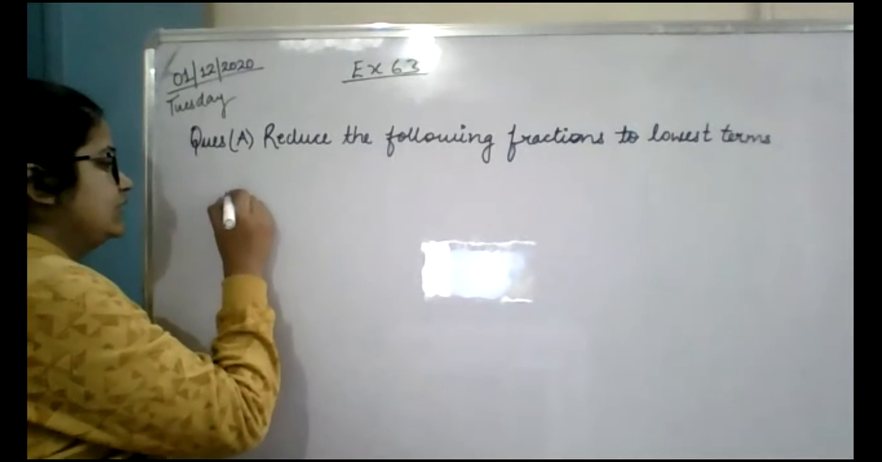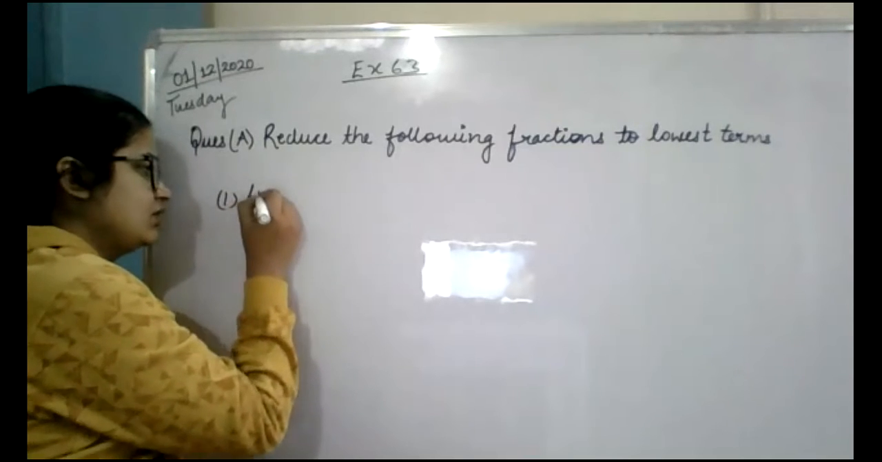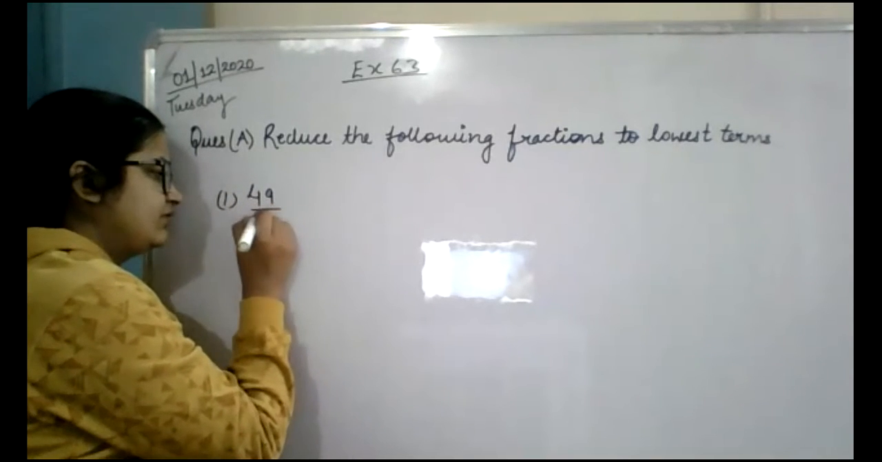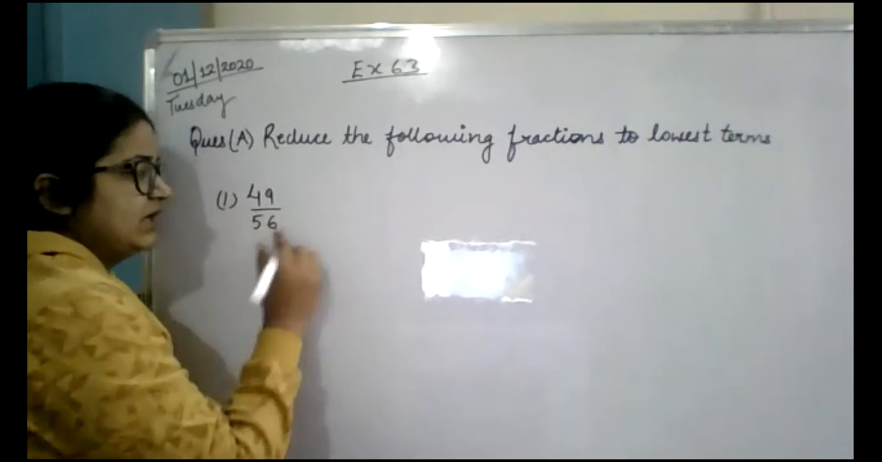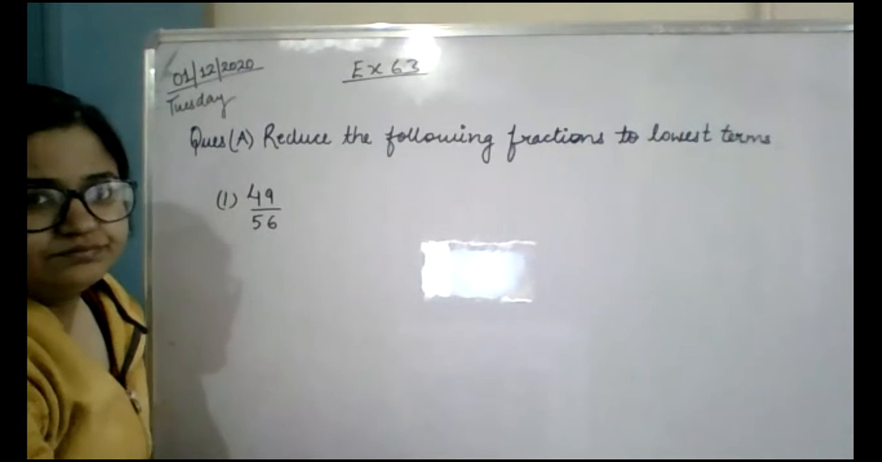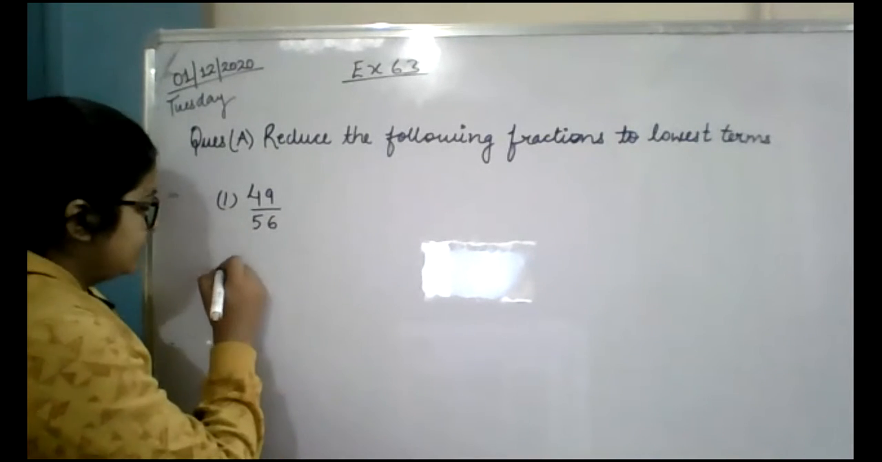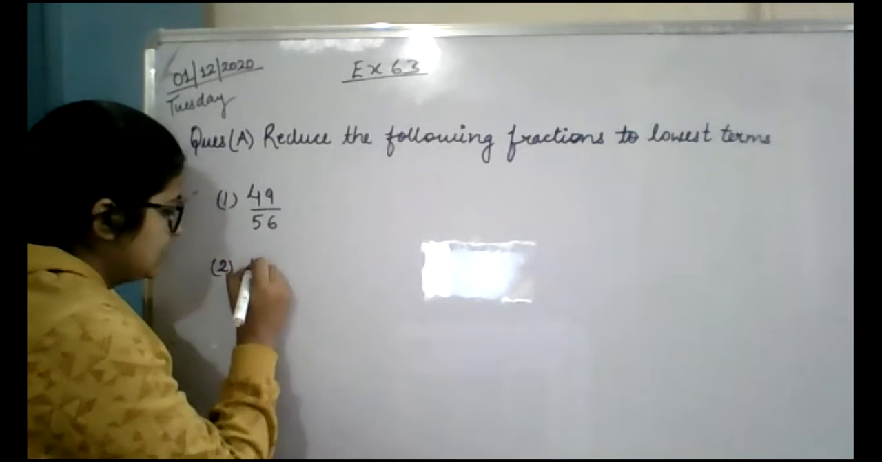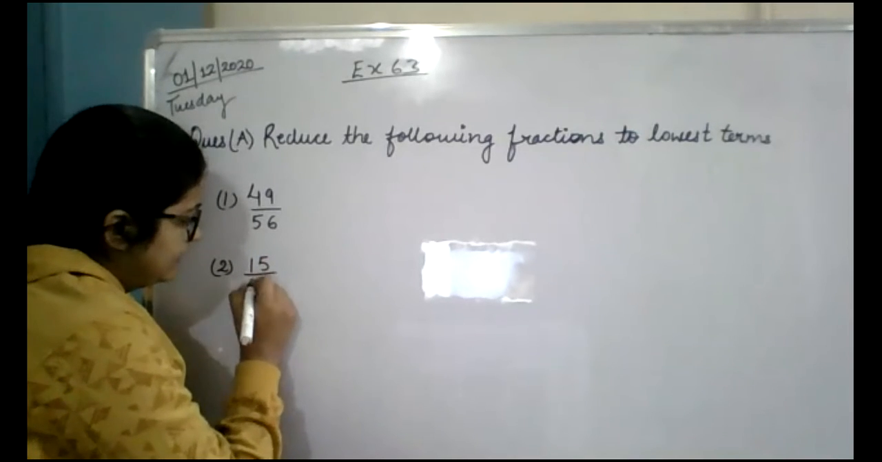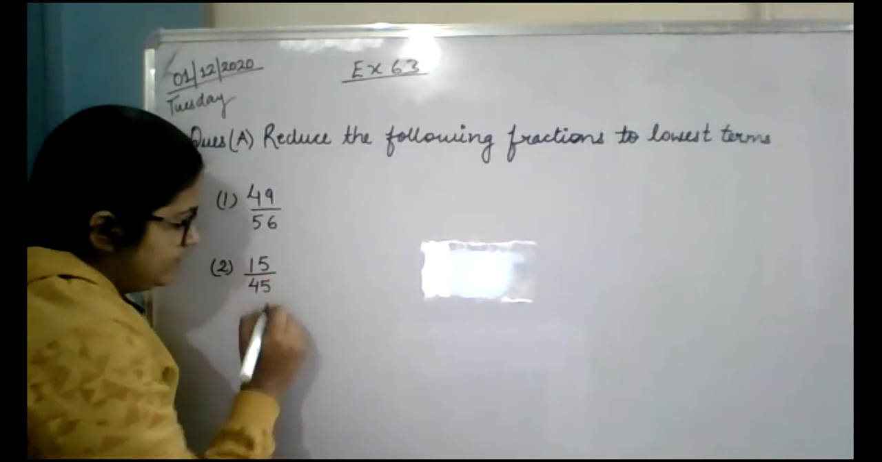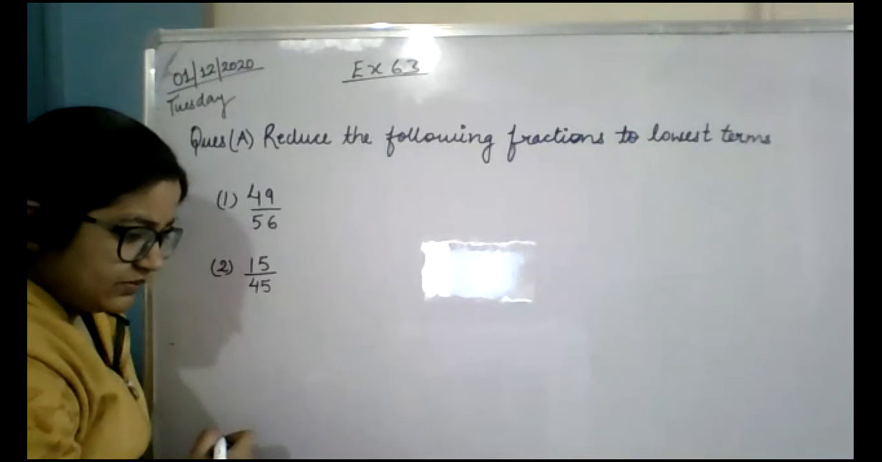Okay, write question 1. It is the same as the book. 49 upon 56. You will do it yourself. I'll just check it, okay? I will check it. You all have to do it yourself. Number 2 is 15 upon 45. I will check it on WhatsApp. How will you be able to do it?